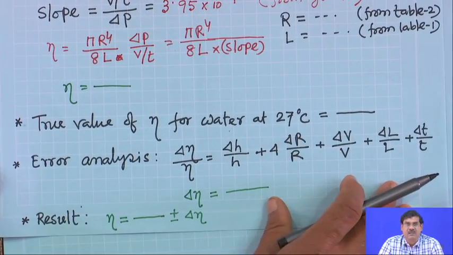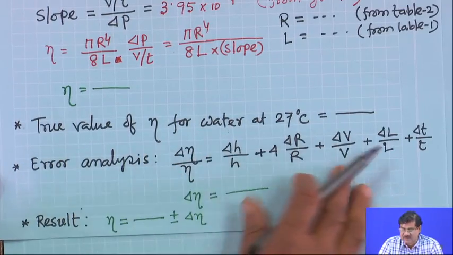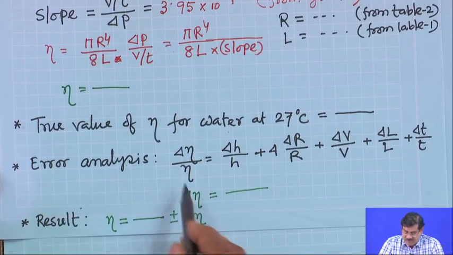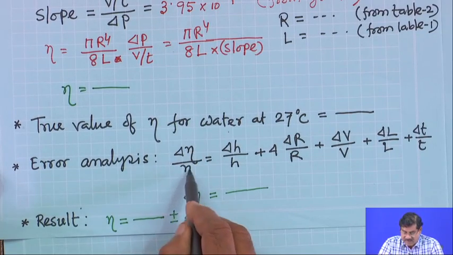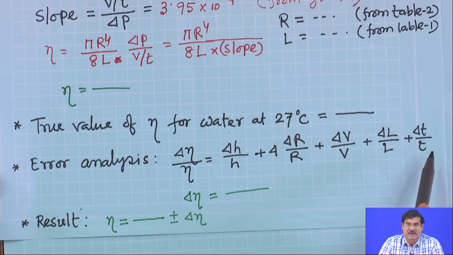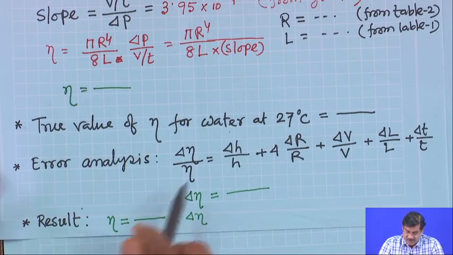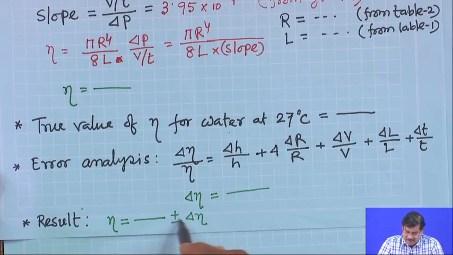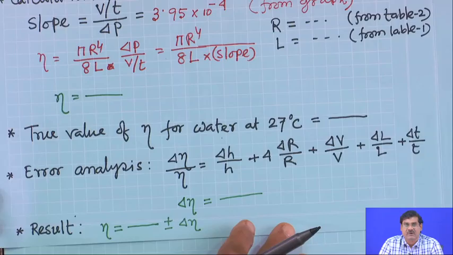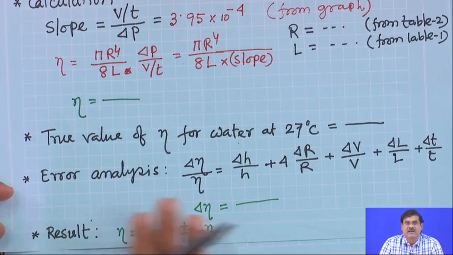It is very simple, and I have already discussed it many times for other experiments. Here, just simply use the formula for the error, and from there you find out del eta, because the other data you already have. So, now write the result: eta equal to whatever value you got here, plus minus del eta. This is the systematic way you have to proceed.